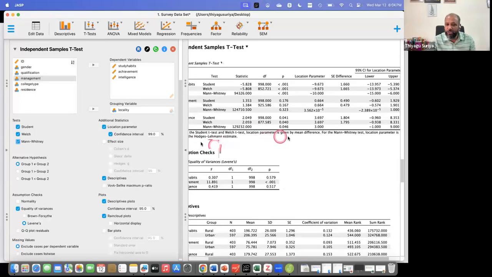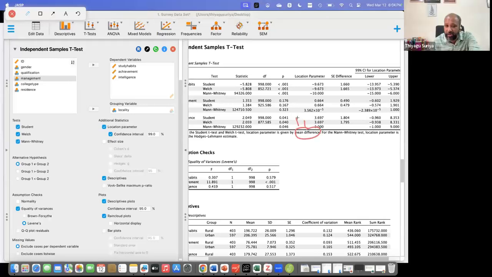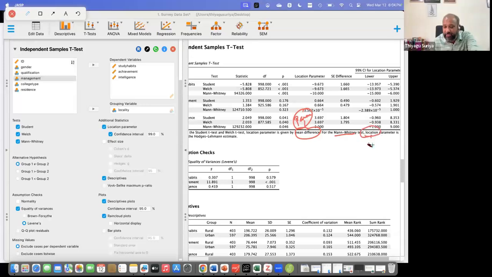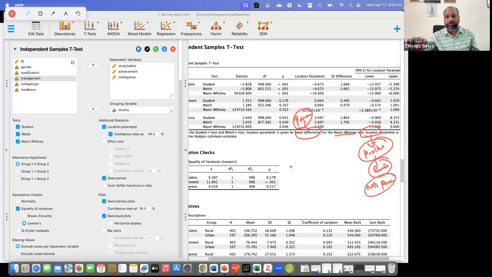The Student t-test and Welch test location parameter is based on the mean difference. Anyone read this? Is based on the mean difference. When you take the mean differences, it is called parametric. You got it? But you can see for Mann-Whitney, the location parameter. What is called location? It is called position. Position is part of the rank. Then the lower and upper, it is called non-parametric. You got it?